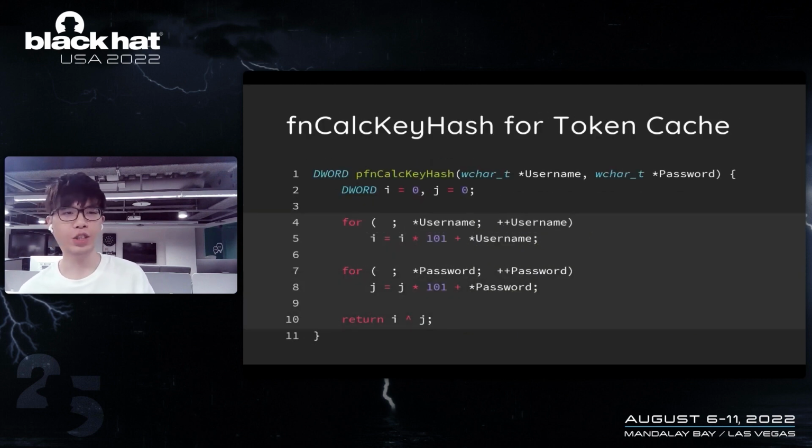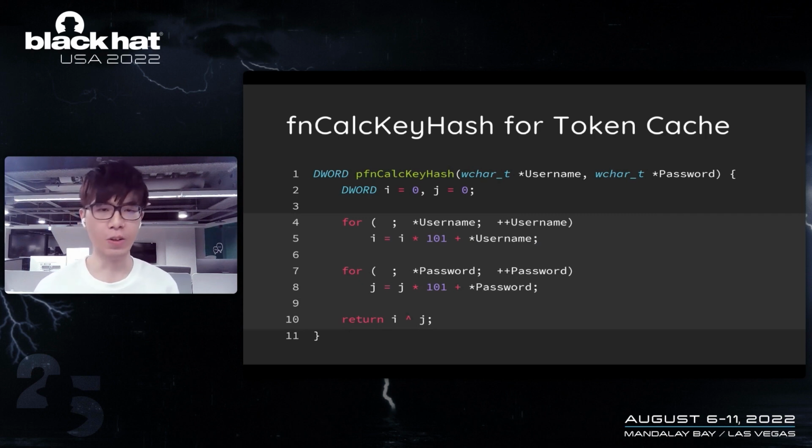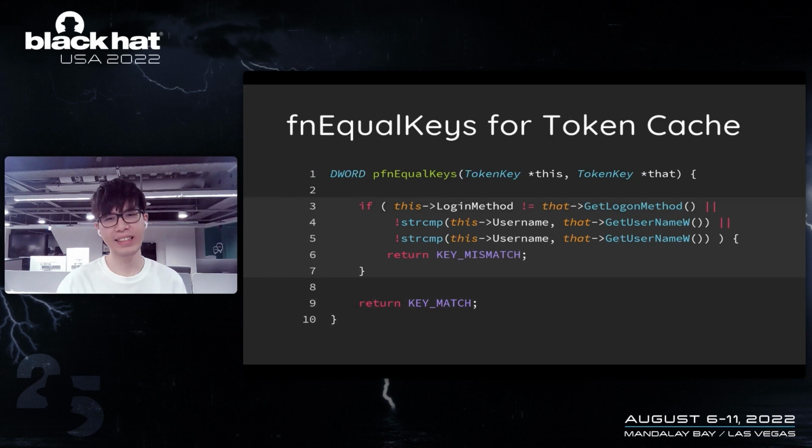And this is the hash function defined by the token cache module. It simply uses the DJB to hash the username and the password, and then mix them together by XOR. And this is the function used to decide which one is the correct record when the collision happens. The function first checks whether the logon method of both records are equal or not, and then compare their username. And compare the username again.